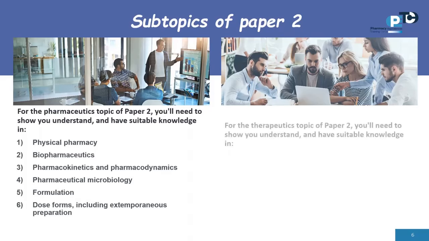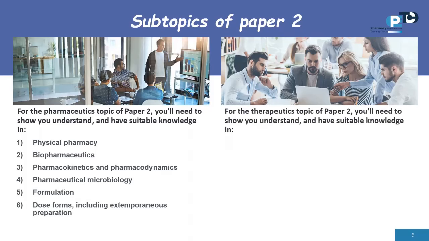The next topic, which represents about 70% of the paper, is the therapeutics. Under the therapeutics, we also have many topics. One of the very important topics is the calculation, which gives some members a headache. We will study it in a very easy way so you can solve it easily.